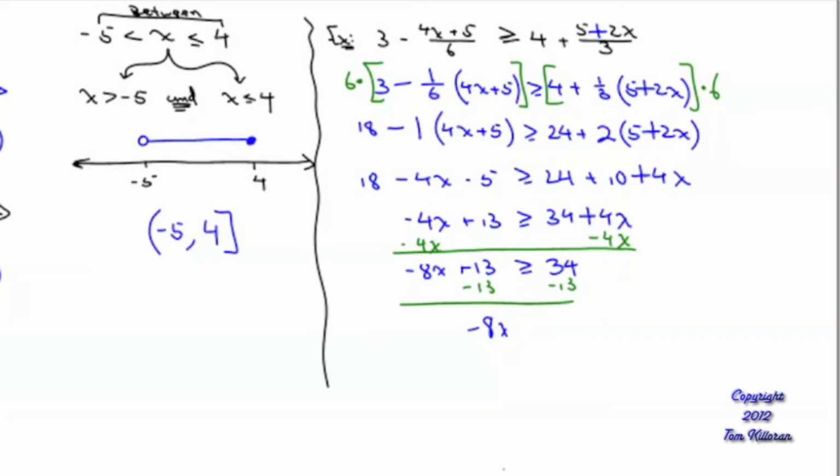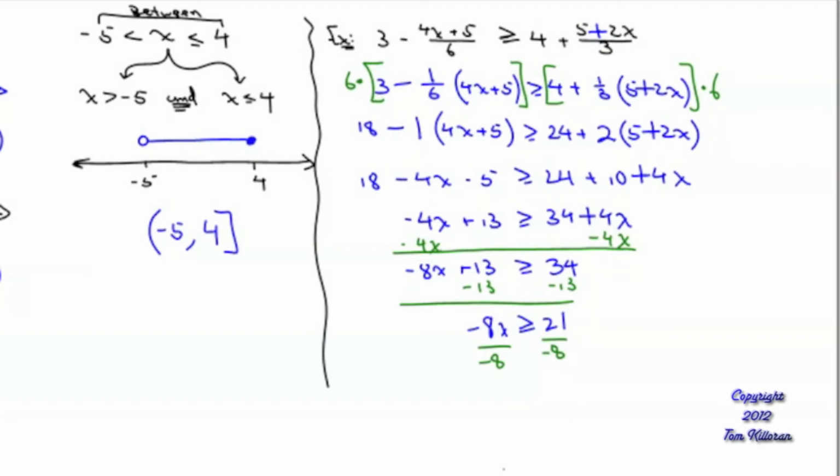The rest of the class, I'll be showing every little step. 2 times 3 is 2 plus 2 plus 2. 34 minus 13 is 21. Last step? Divide by negative 8.